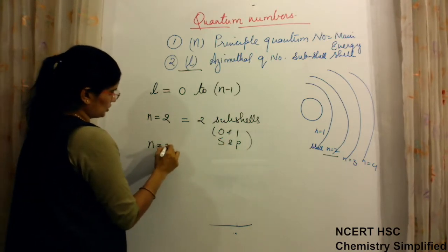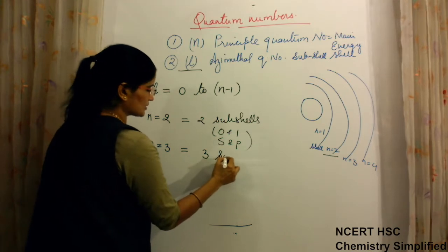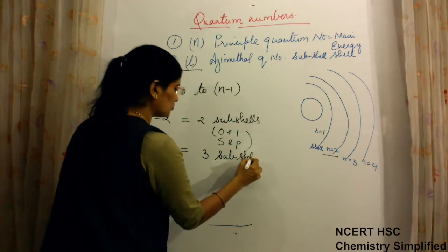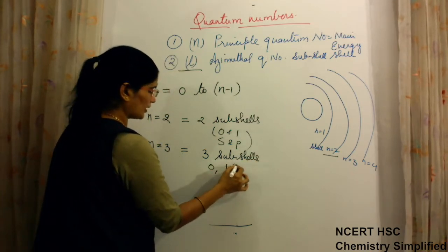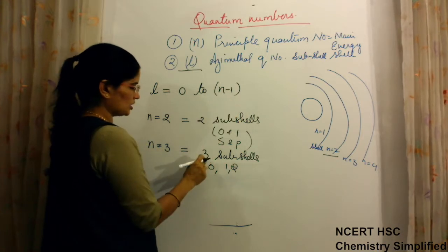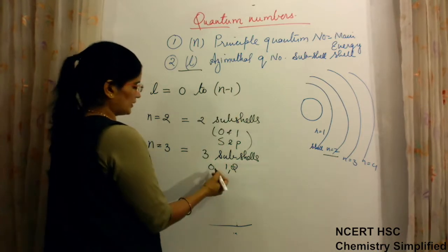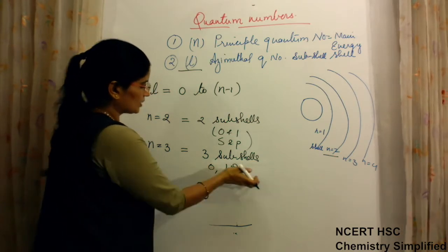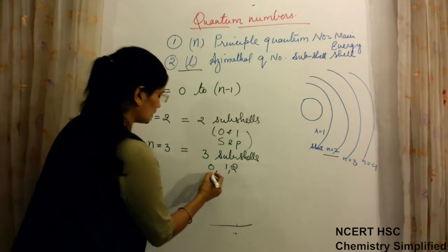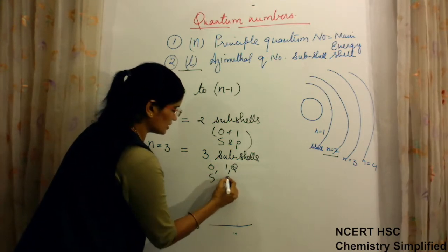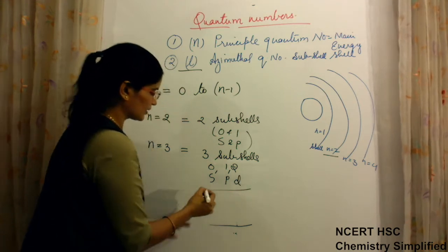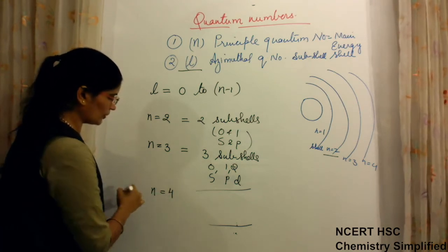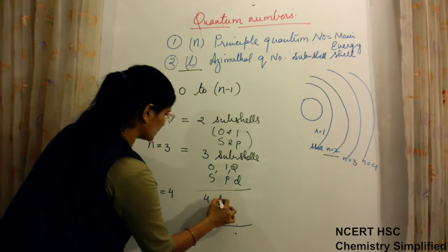When n is equal to 3, at that time we will have 3 subshells. In the third shell, the number of subshells will be 3. And what will be the names of those subshells? 0, 1 and 2, because we should have n minus 1. So 3 minus 1 will give us the values 0, 1 and 2. In numbers, these are 0, 1 and 2. In letters, 0 is S, 1 is P and 2 is known as D. S, P and D. Similarly, when n is equal to 4, then we will have 4 subshells.